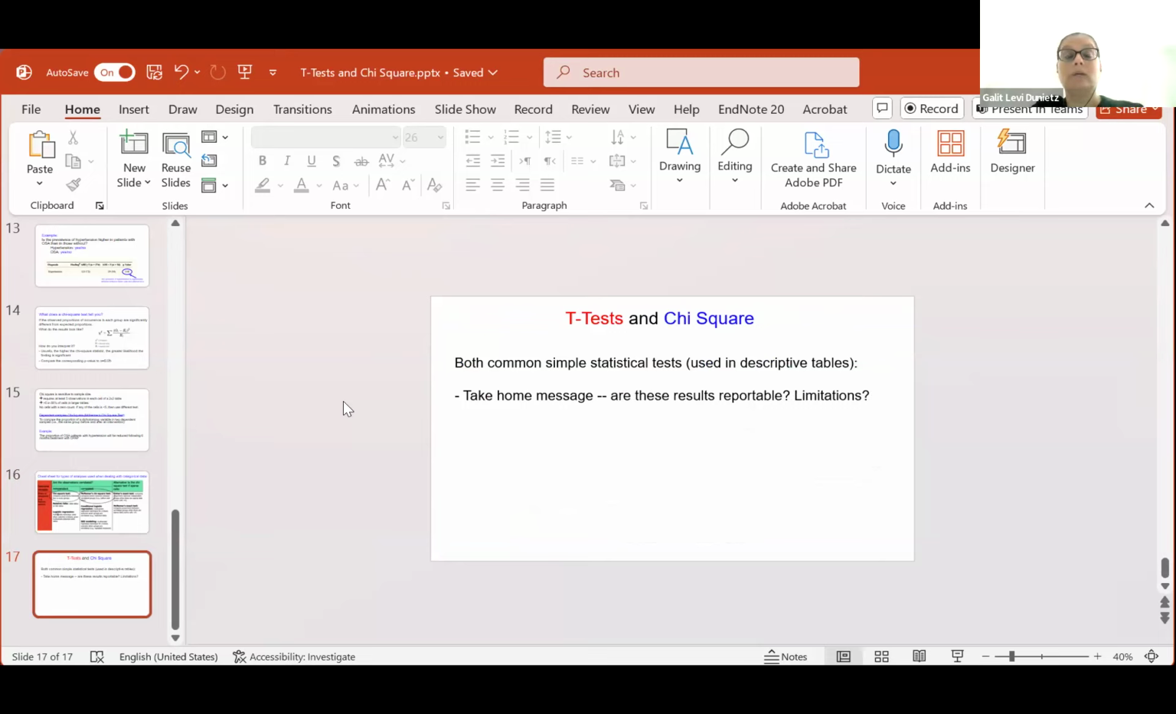And before I leave, I want to ask you a question. What do you think about the results of these comparisons of differences using t-test and chi-squares? Do you think that we can report them? Do you think that they have any limitations? Anyone?